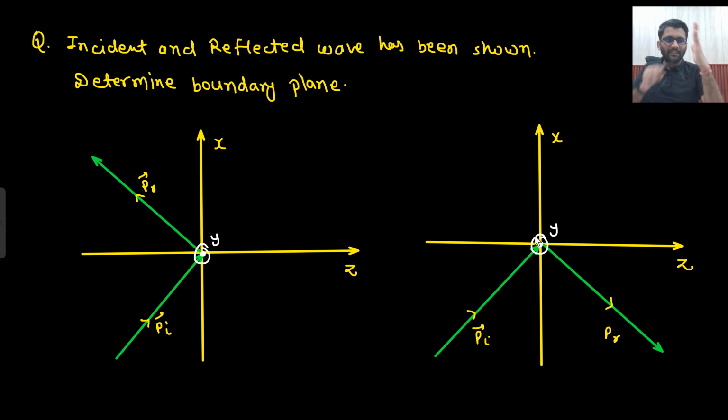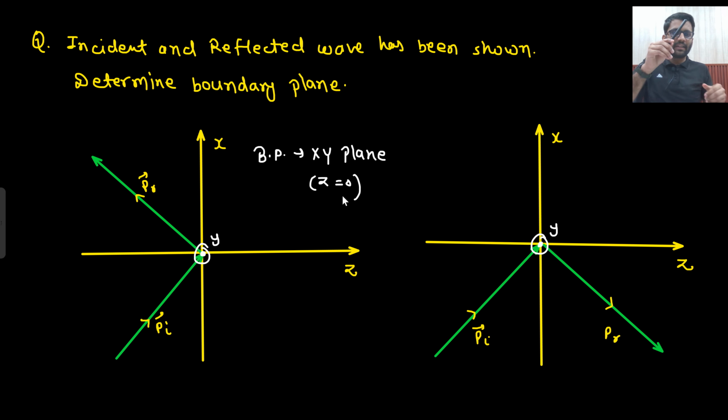Now the wave is coming like this, and it is reflected like this. So this has to be my boundary plane. So my boundary plane is the xy plane. That means z equals 0.